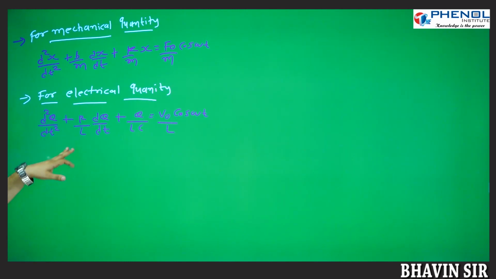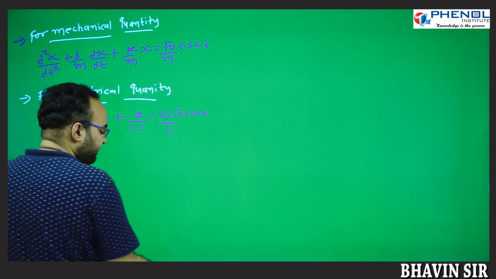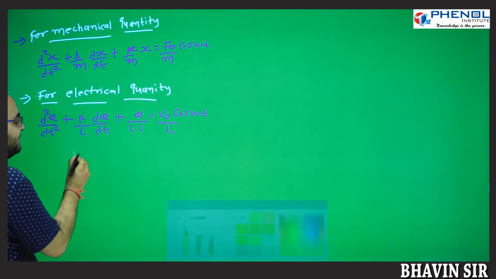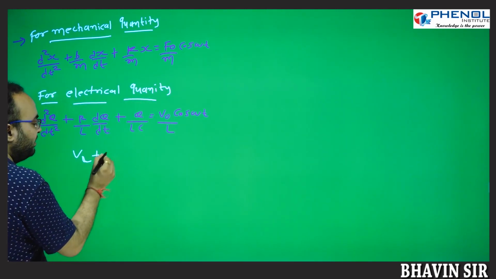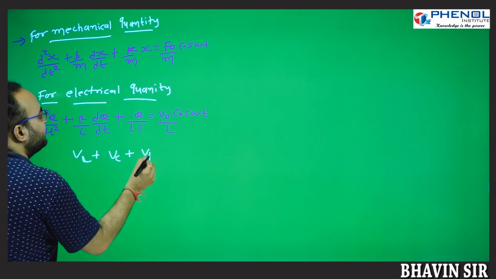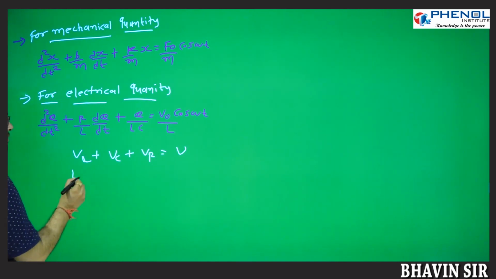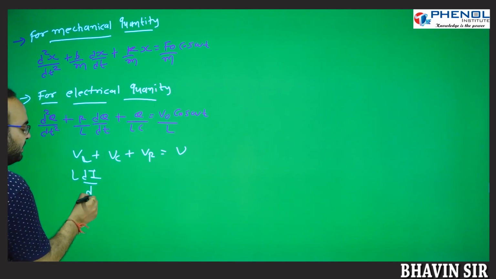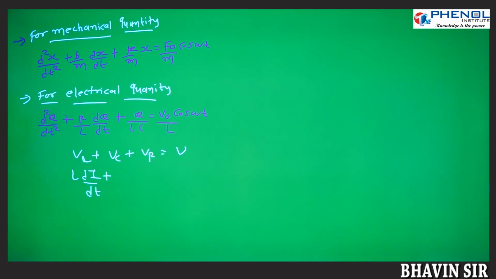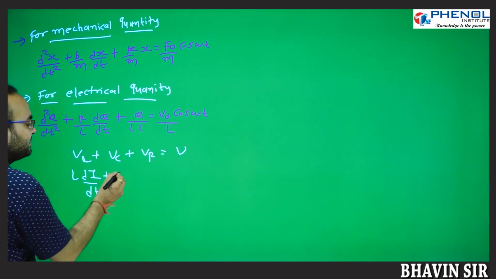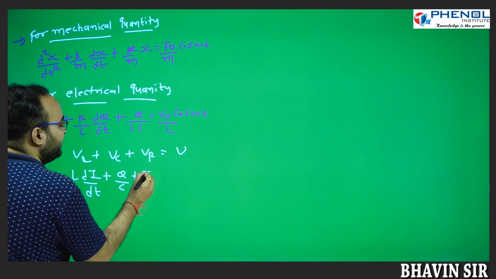Students, if you don't remember the proof of this, let me quickly do it. See, in an LCR series AC circuit, what is the formula? VL plus VC plus VR is equal to V. VL means the voltage across the two ends of the inductor. What is that voltage? L di by dt. What is the voltage of the capacitor? C is equal to Q by V, so V is equal to Q by C.